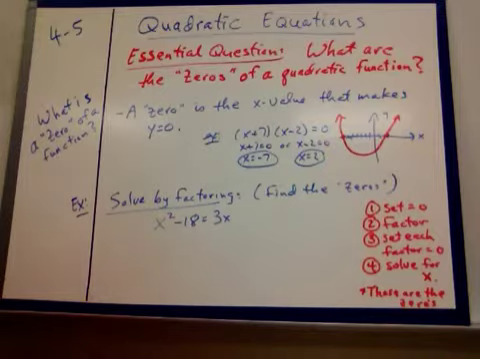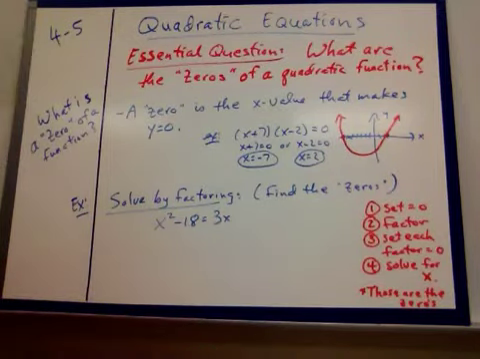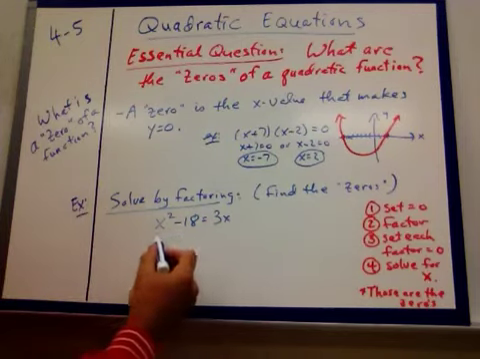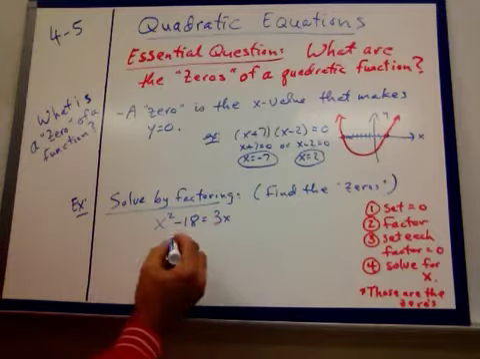So if you kind of look at what we've been doing and combine the last week with this, solve by factoring to find the zeros, and you get something like this. Okay? Notice the equation here now. It's not equal to y. You got x squared minus 18 equals 3x. First thing you want to do is set it equal to 0. So subtract the 3x over.